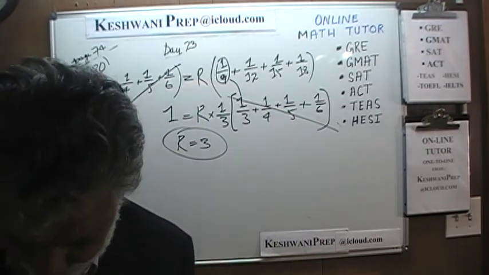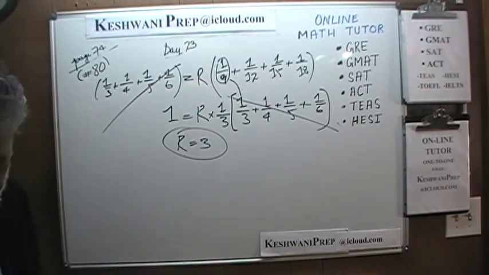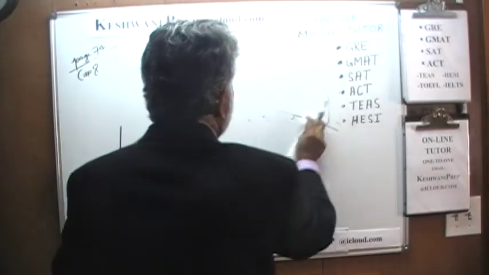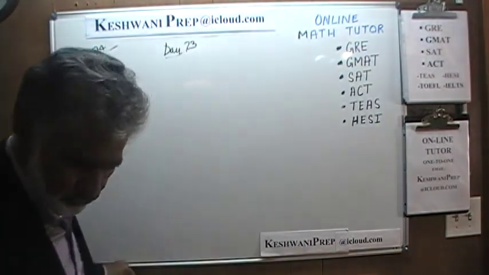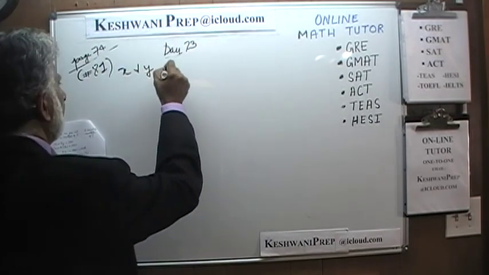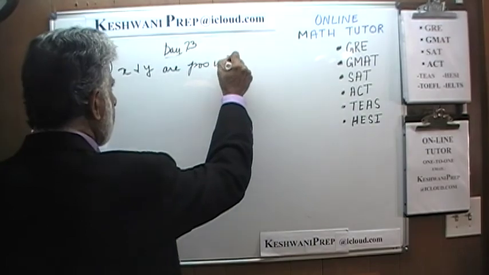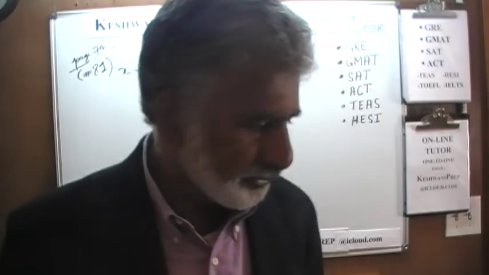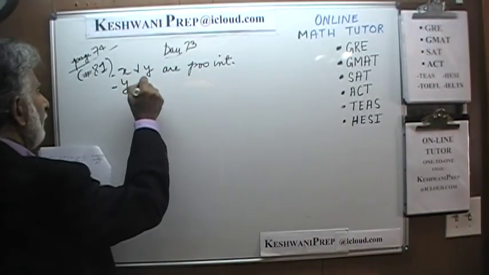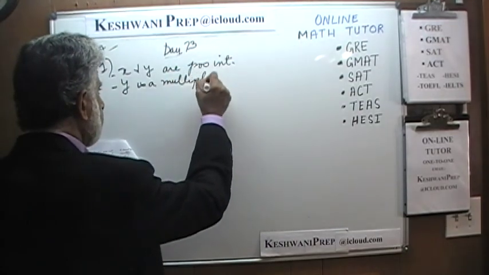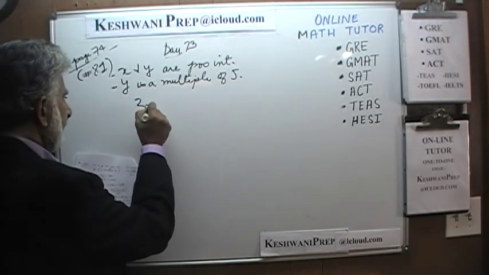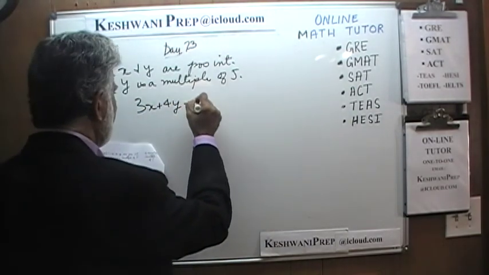Number 81. Number 81 says that x and y are positive integers. We are further told that y is a multiple of 5. And then we have an equation. We are told that 3x plus 4y equals 200.